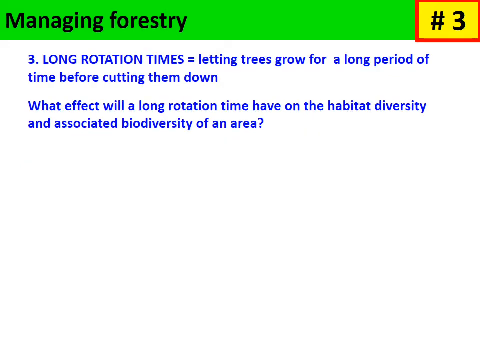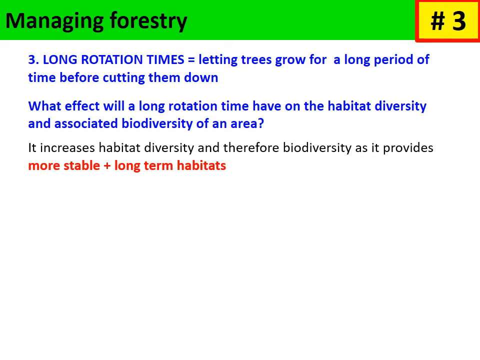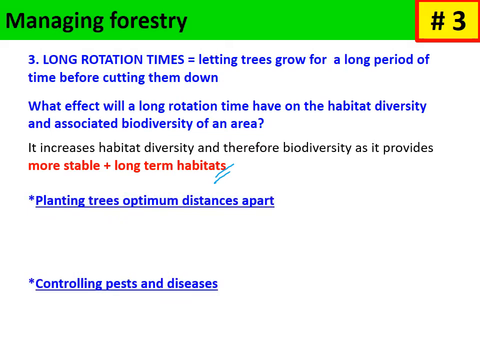Now, the third type of management policy is called long rotation times. This is where trees are allowed to grow for a longer period of time before they actually get cut down. So we know that's going to increase habitat diversity, and if you've got more diverse habitats, then obviously that's also going to increase biodiversity, and that allows a more stable and long-term establishment of different habitats, so it allows the biodiversity to be maintained for a longer period of time.